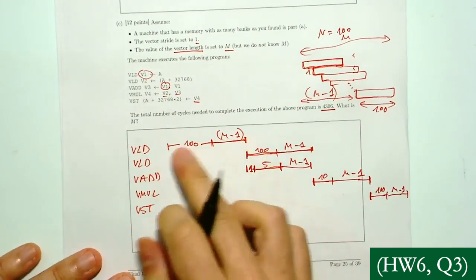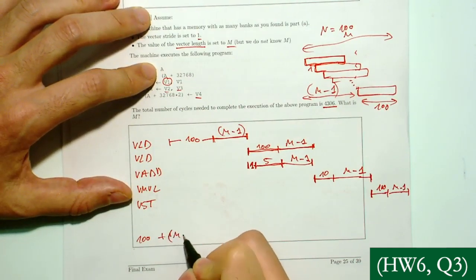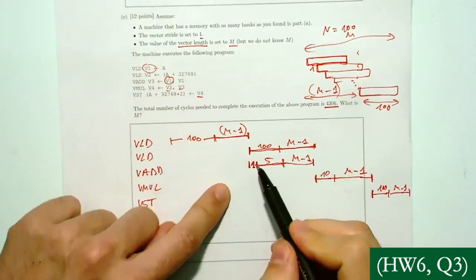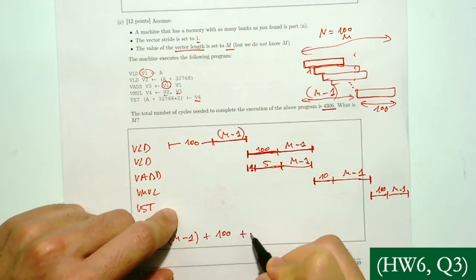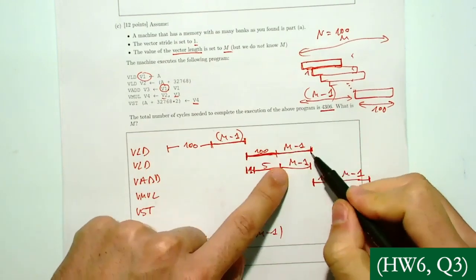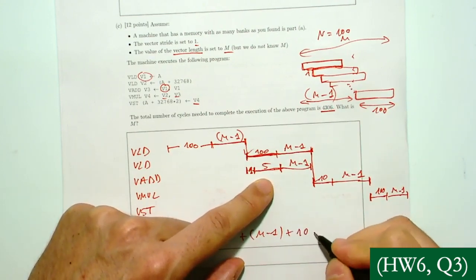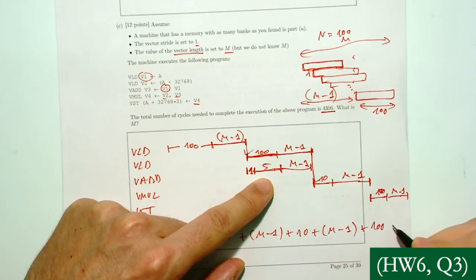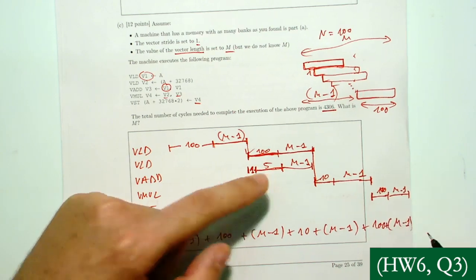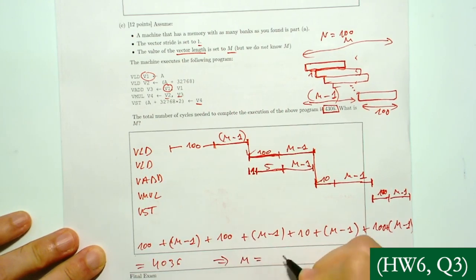To know the latency, we have the latency of this part, 100 plus n minus 1. This latency is hidden because this one is larger, so we have plus 100 plus n minus 1. Then we go here, plus 10 minus 1, plus 100 plus n minus 1, equal to this latency. And if you solve this equation, m is 1,000.